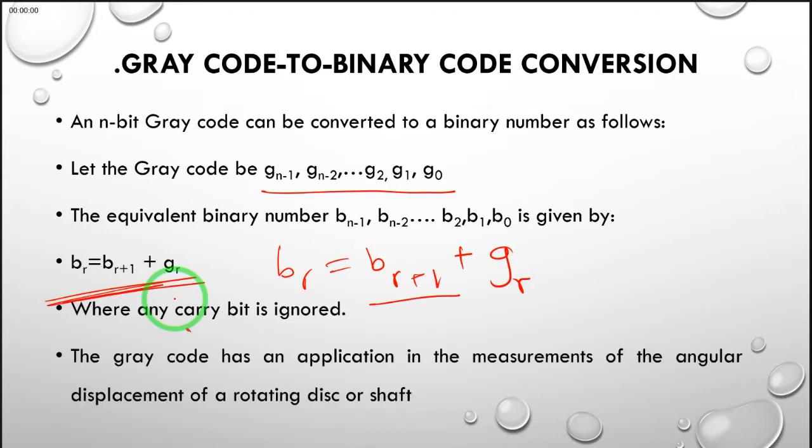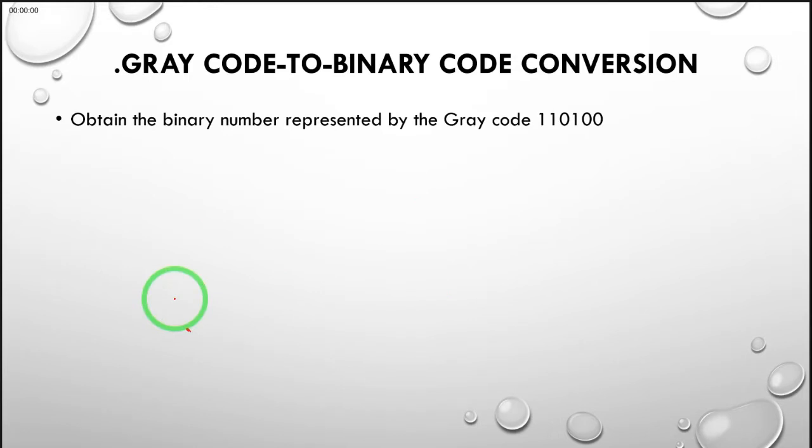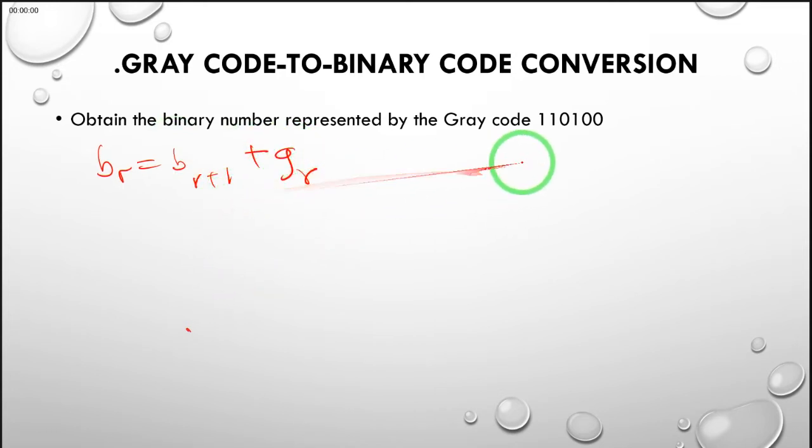The gray code has an application in the measurements of angular displacement of a rotating shaft or disk. So here we have an example that says: obtain a binary number if you are given the gray code as 110100. So for our g_r, we can use r or n, and we can symbolize them as follows. We just need to write this formula down that says b_r is going to be given by b_(r+1) plus g_r.